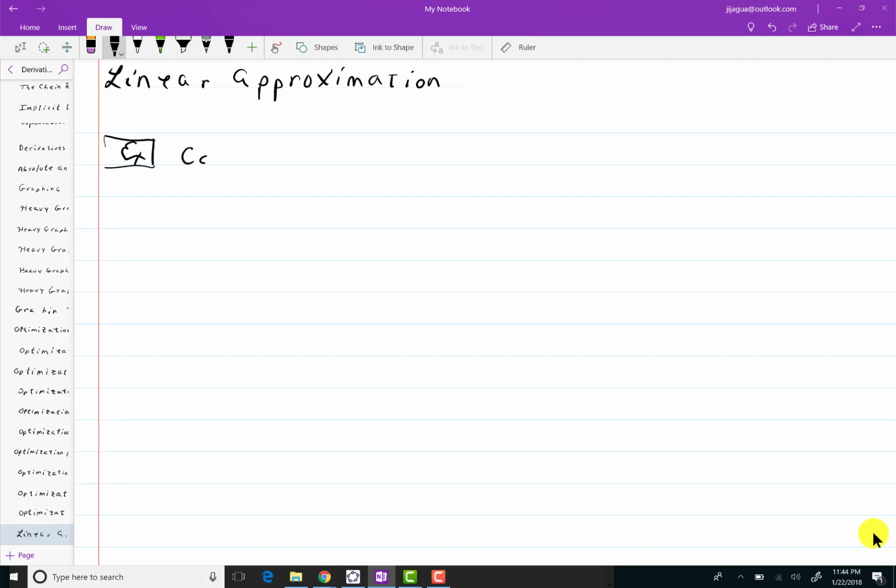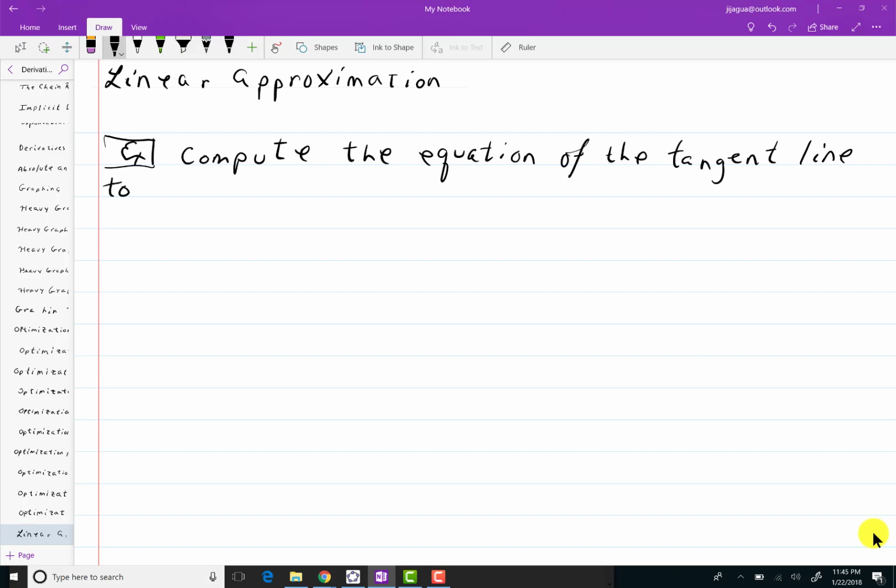Compute the equation of the tangent line to f of x equals sine of x at x equal to 0.